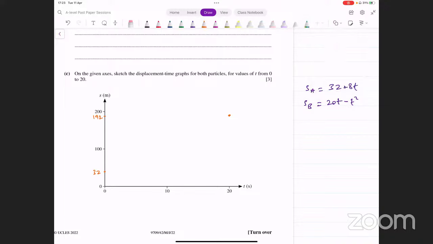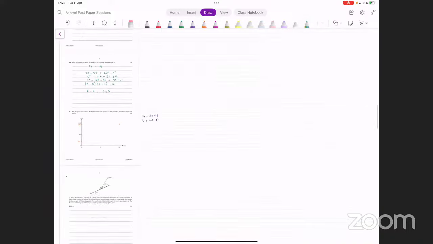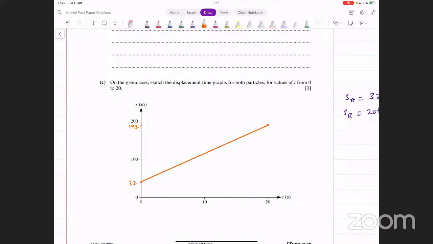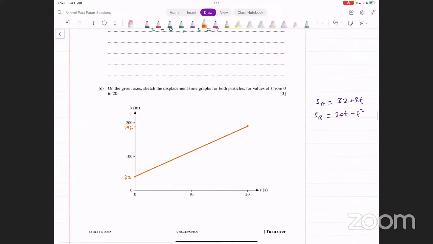ठीक है, now you can just draw a straight line through these 2 points, and that is going to look like this. ये आपका एक graph हो गया. This is displacement of A. All right, this is one thing that we had to figure out. We had the displacement of A का graph आ गया.